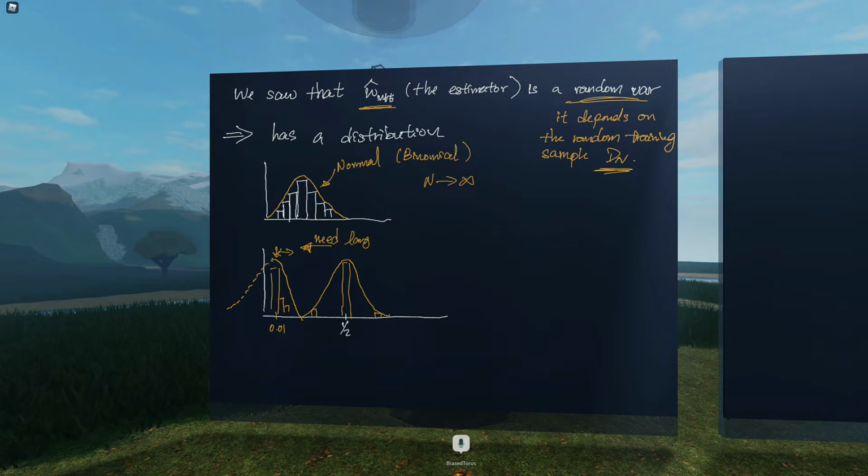As you go in this direction, you need a larger sample size to get a good normal approximation. So you need the sample size to be big enough that the normal distribution becomes that sharp.